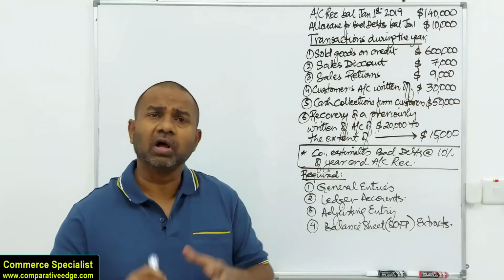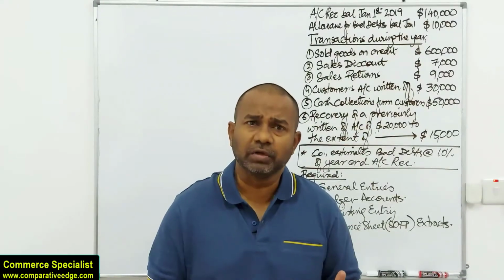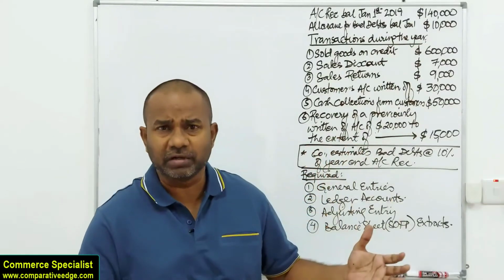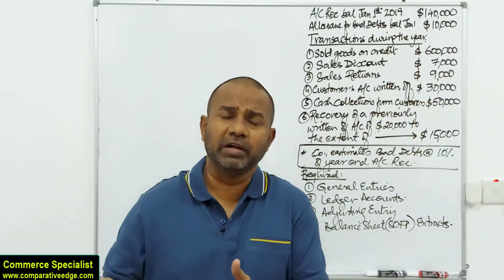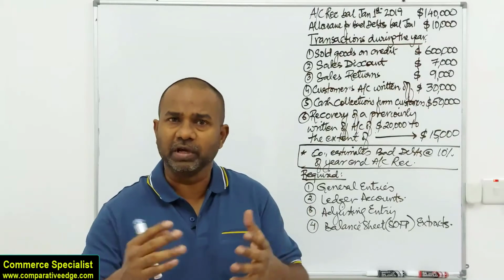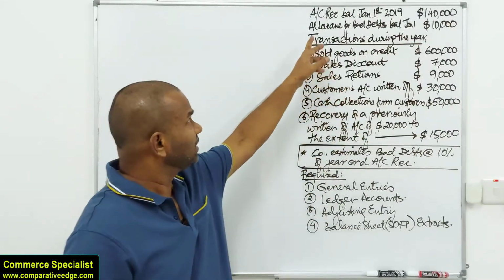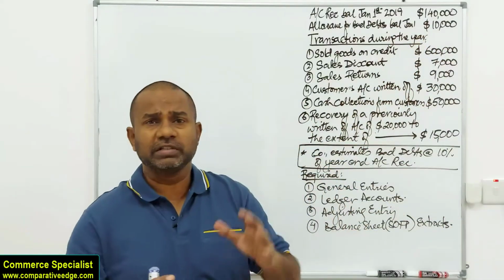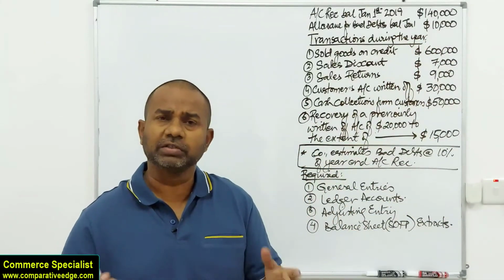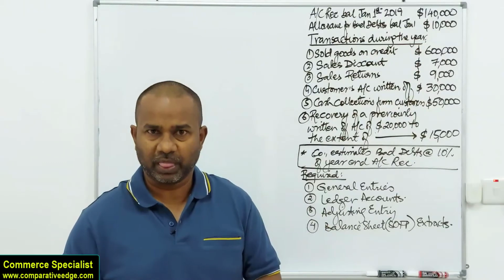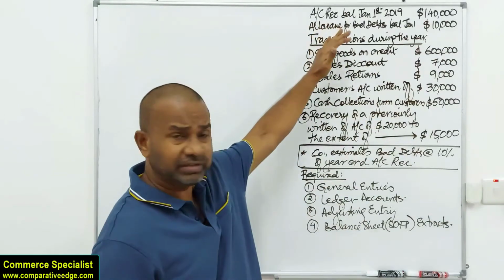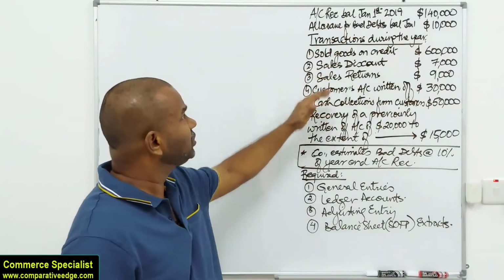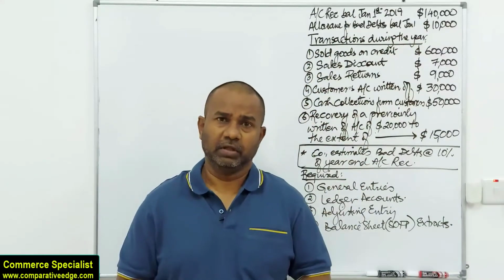Allowance for bad debts, all allowances are contra asset accounts. Normal balance of an asset is a debit, so normal balance of an allowance for bad debts or provision for bad debt account would be a credit, as in this case. It says allowance for bad debts balance on January 1st, 10,000. It's not mentioned whether it's debit or credit, so it's understood generally it's a credit balance. So these are opening balances, and then comes transactions during the year.